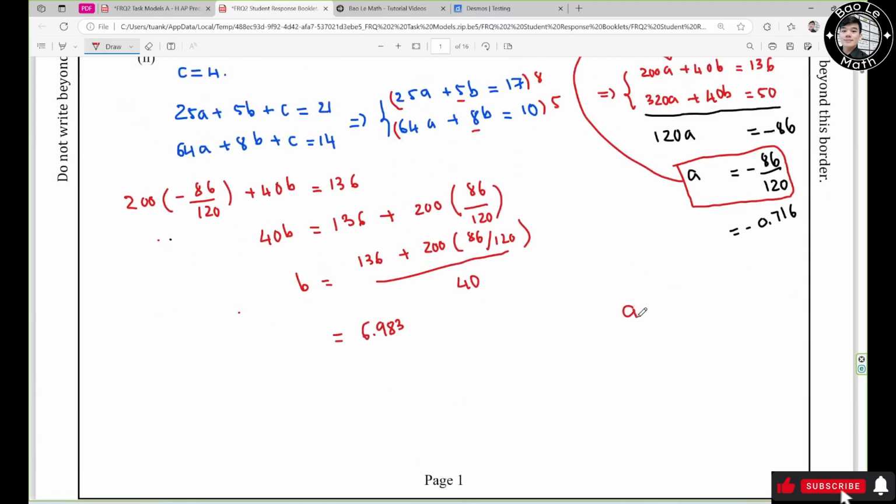It could be A equals negative 0.716, B equals 6.983, and C equals 4.